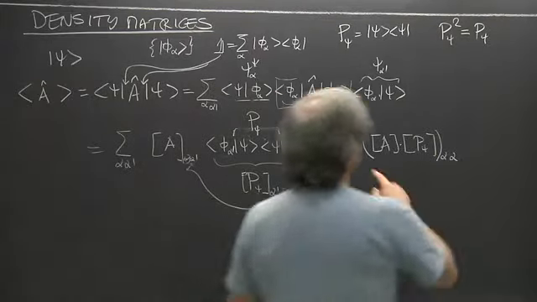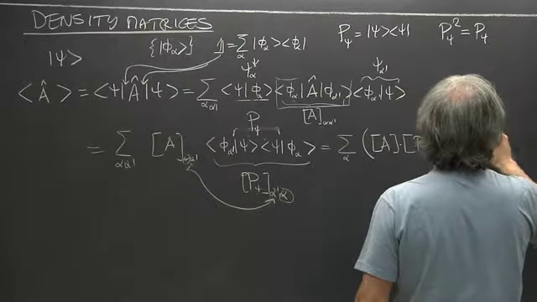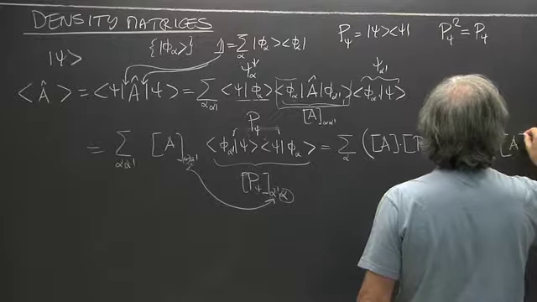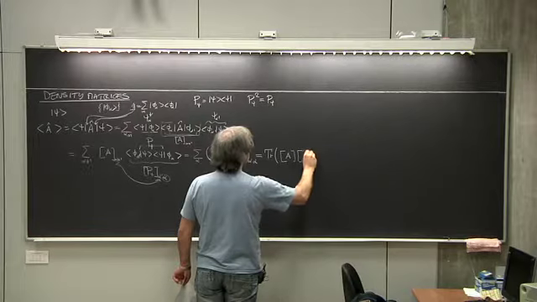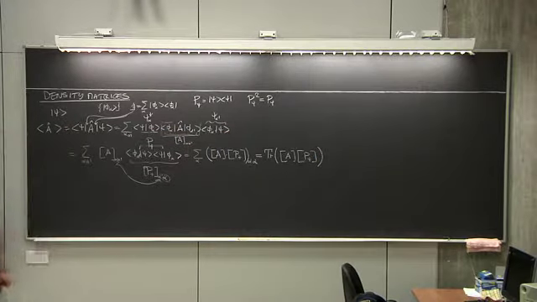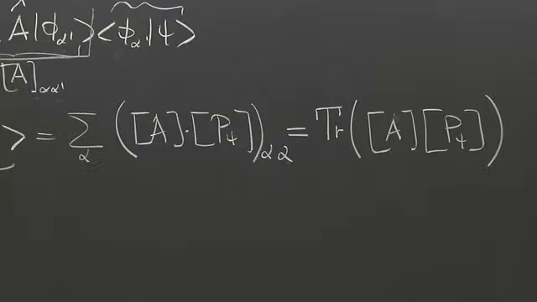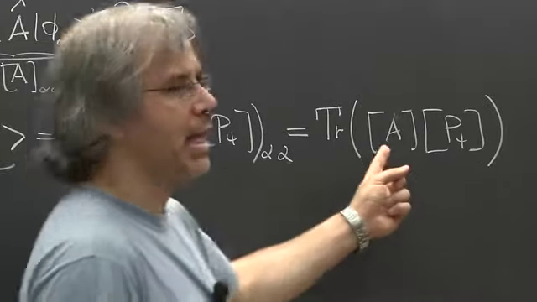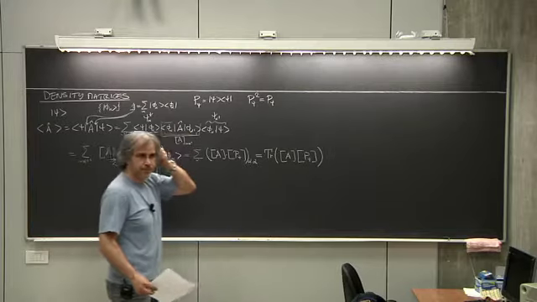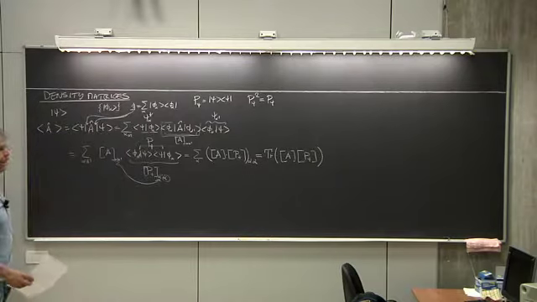Yes. Then you see immediately that this is just the trace of the product of the two matrices: that representing A times that representing the projector. So this is another way, fancy perhaps, but totally equivalent, of expressing the average of A. It's the trace of the matrix of A times the matrix of the projector on a certain state. Is this clear?